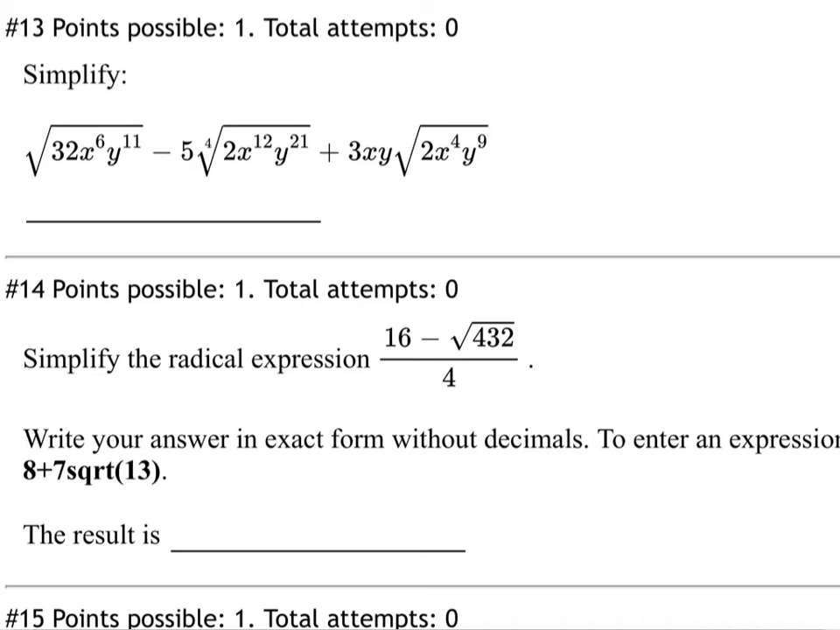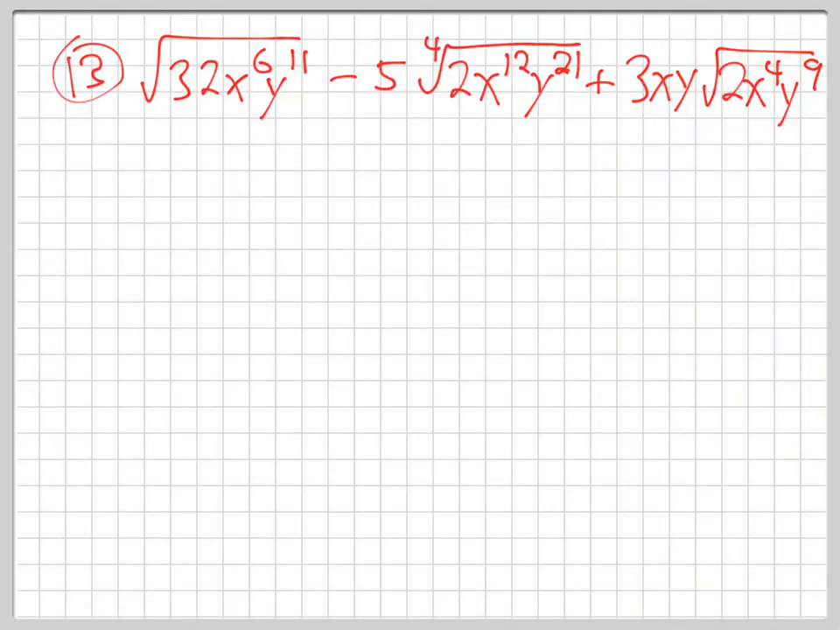Sounds good. So it's just big and messy. 32, x to the 6th, y to the 11th. I can't remember all this. So, biggest problem of the night, I think.